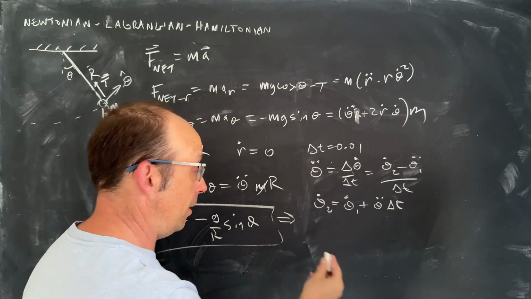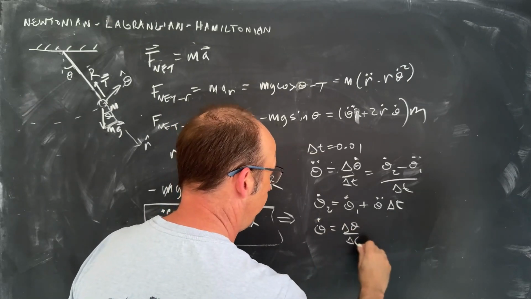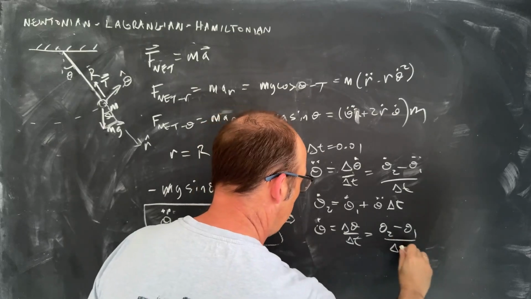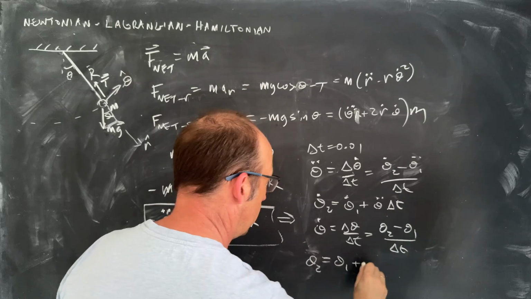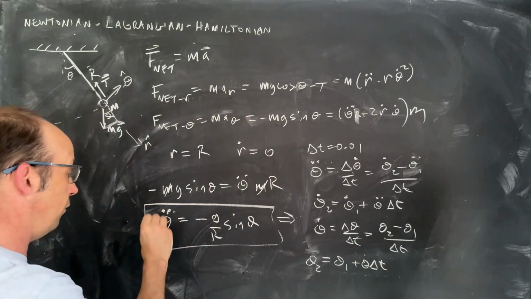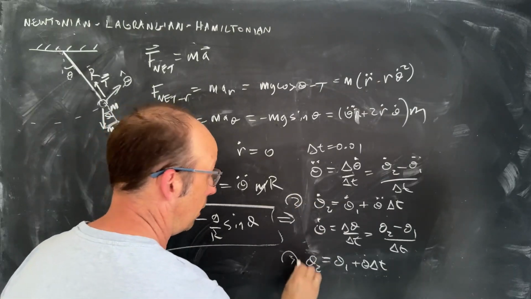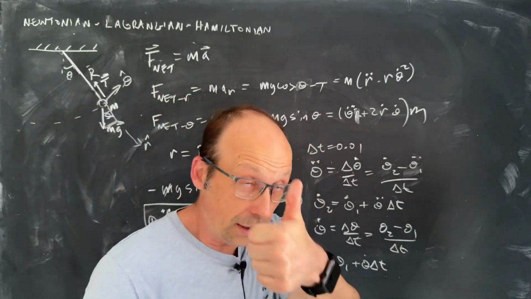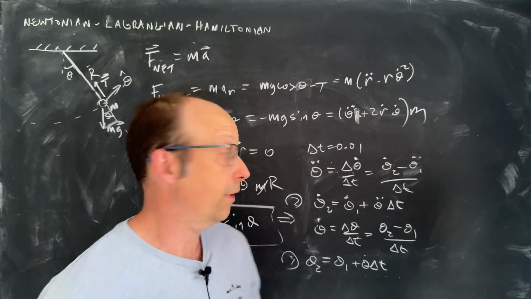And then I can do the same thing with theta dot. Theta dot is delta theta over delta t, theta 2 minus theta 1 over delta t. So theta 2 is theta 1 plus theta dot delta t. Then I just go back over here. So I do this first, and then I update theta dot, and then I update theta, and I do the whole thing over again. Now, I need my initial theta. I need my initial theta dot. I need my g. I need my r, right? Because those are constants.